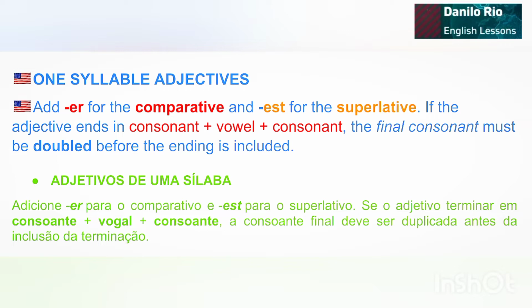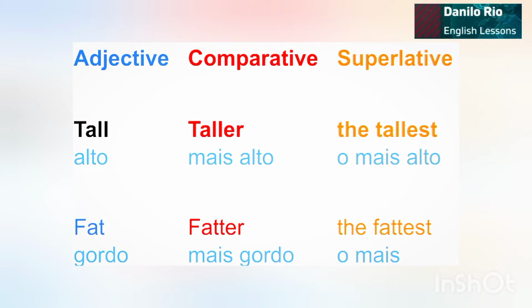If the adjective ends in consonant, vowel, consonant, the final consonant must be doubled before the ending is included. Tall, taller, the tallest. Fat, fatter, the fattest.